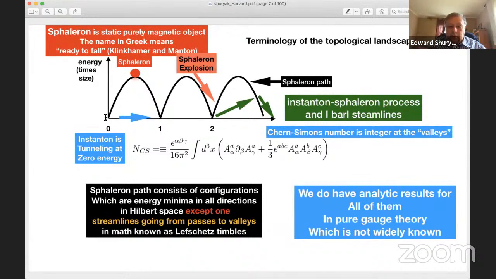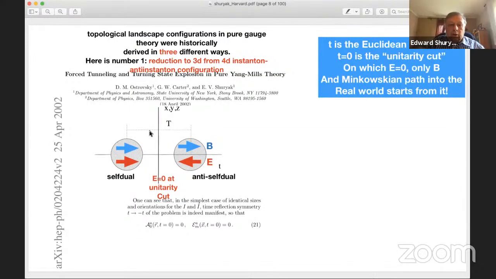Now, moving along the horizontal axis means that we change Chern-Simons number, and Chern-Simons number is connected by anomaly to some axial charge of fermions, etc. So each time we go from one valley to another, important things happen in the fermion sector. And that is a kind of a general thing. Now, how do we get the shape of the mountain? Historically, we did it in three different ways.